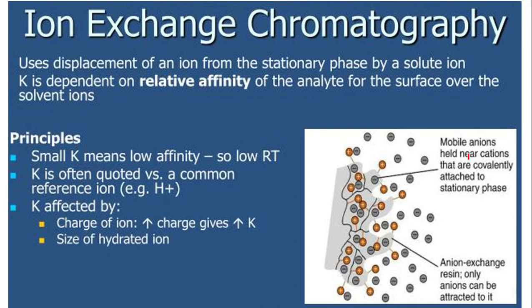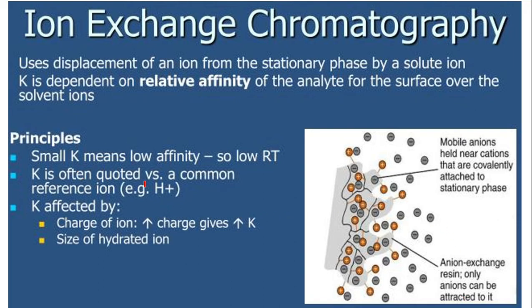Mobile anions held near cations that are covalently attached to the stationary phase in this example. So this is an anion exchange resin. Only anions can be attracted towards it, while cations are not attracted. So cations move more freely.